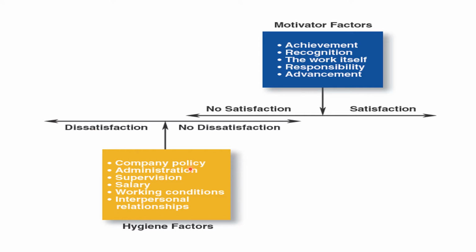For example, let's say that the supervision is not good. It's not helpful, it doesn't supervise the employee. So of course, this will make them dissatisfied. If the working condition is not good, if you don't have a good relationship with your colleagues, of course you will feel dissatisfaction. However, if the company policy is good, the administration is good, the supervisor is friendly and very helpful, the salary is good, it will help you to feel no dissatisfaction.